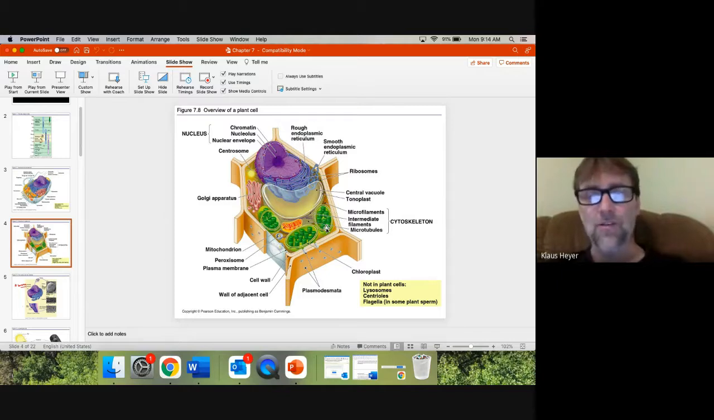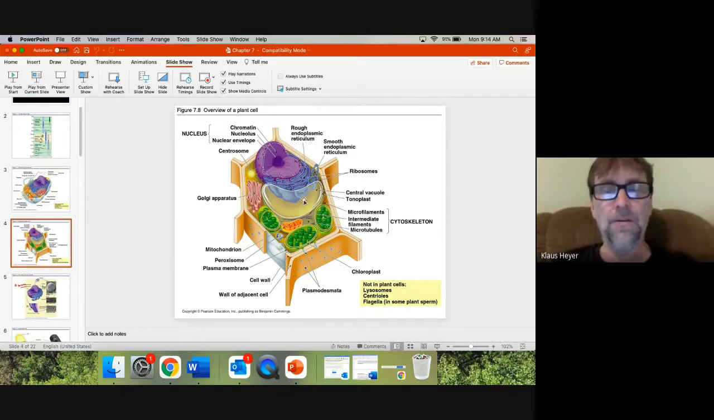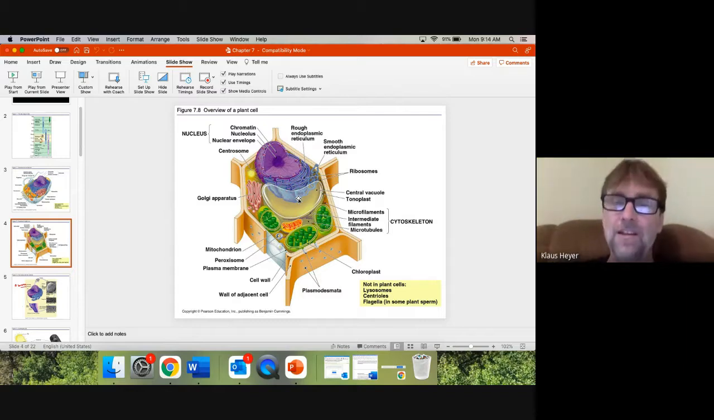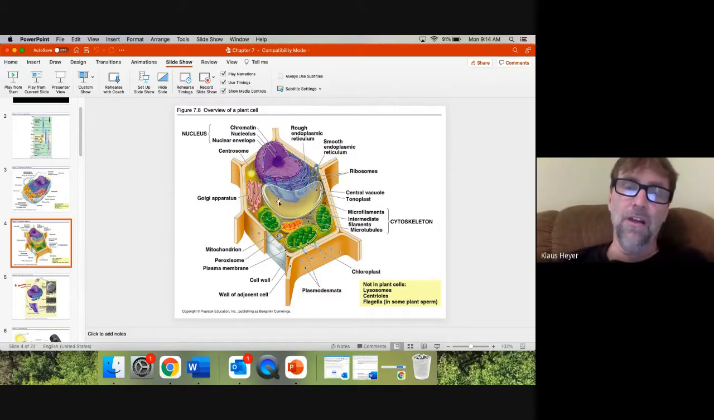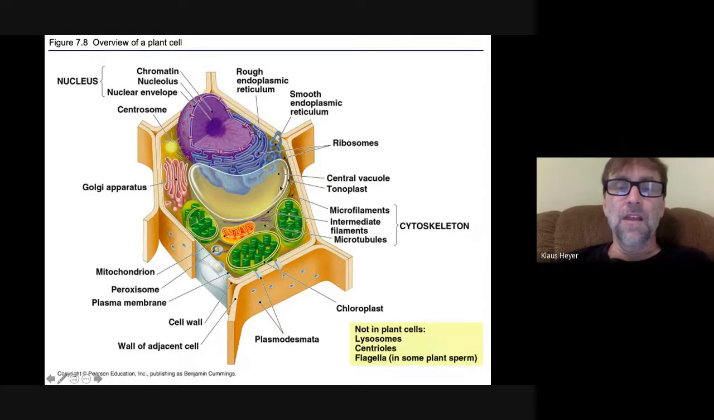Third thing that you're going to see is different: this big vacuole here. A vacuole is just holding stuff, liquid, pretty much. When you put a lot of water in this vacuole, that's going to push on everything else. See how it's pushing on the ER and the Golgi and shoving everything up against the wall here.